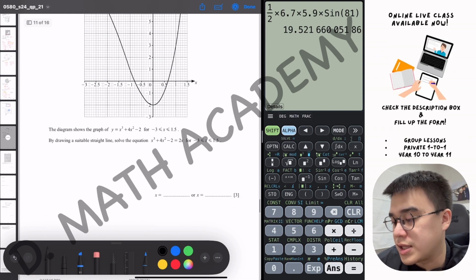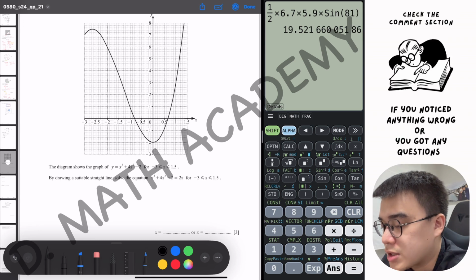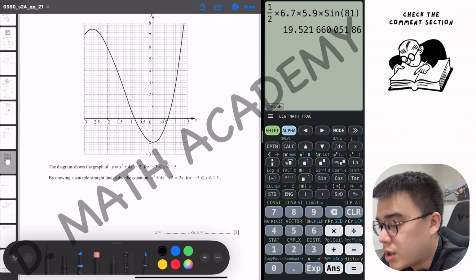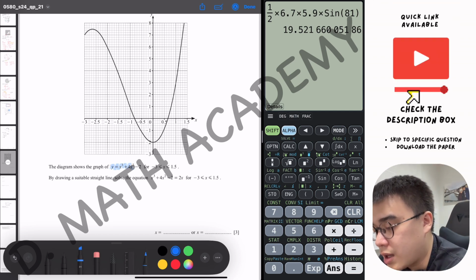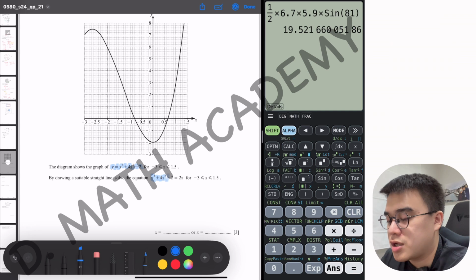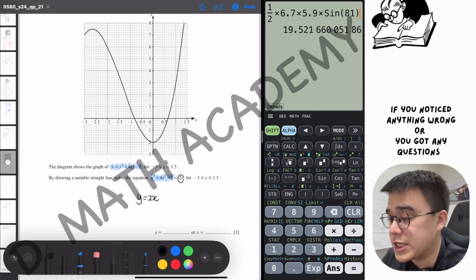Next, question 18. They ask us to draw a suitable line and solve it. Okay, so good news is everything has been given and they didn't make any changes here. They just want us to try our best to sketch this out, which is basically y equals 2x.